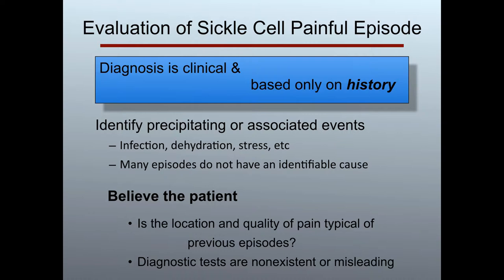So many of these crises have a precipitating factor, maybe stress, heat, rain, you know, full moon. It's kind of hard to tell sometimes, but all of a sudden you've gone 3 or 4 days and you hadn't seen anybody with sickle cell disease, and all of a sudden you have four, right? And you're like, oh, something must be different. It's probably just something in the weather. That's all I can say. It just comes and goes, but you have to believe the patient.